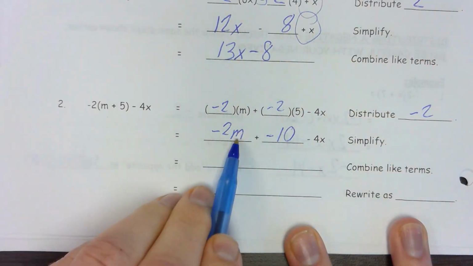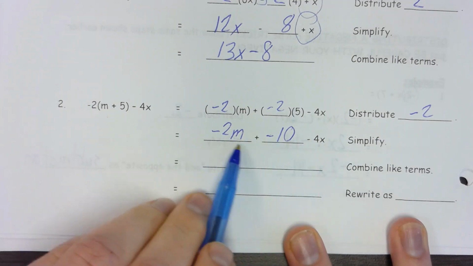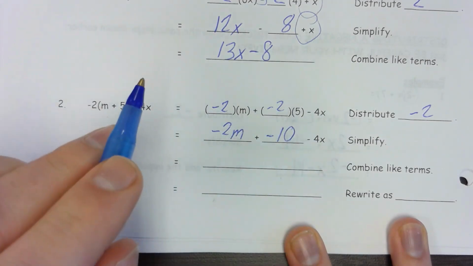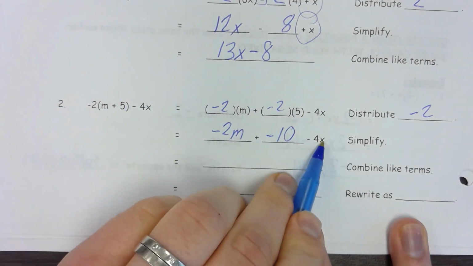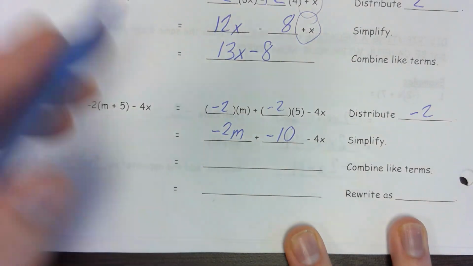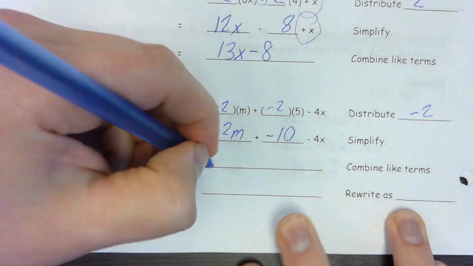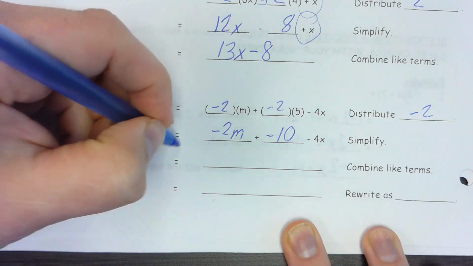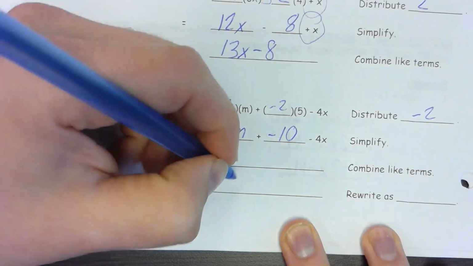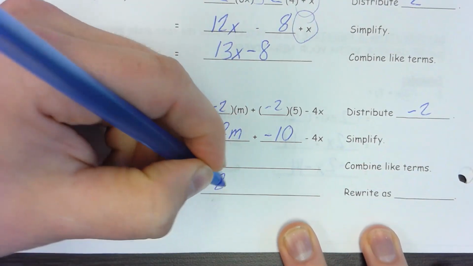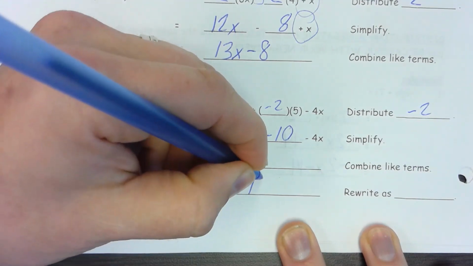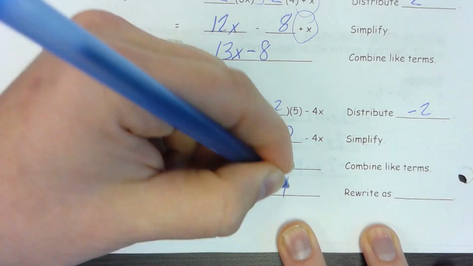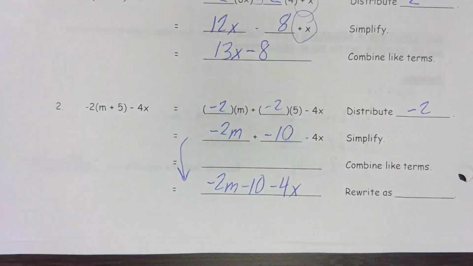Oh, these are m's and these are x's. Do I have like terms then? If this was an m, we could have done this, but this is not. These are not like terms, so we are done. I'm just going to skip down here. -2m minus 10 minus 4x.